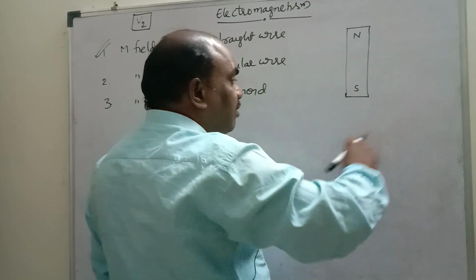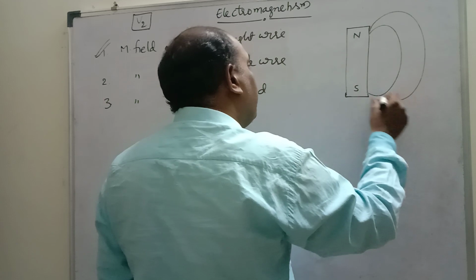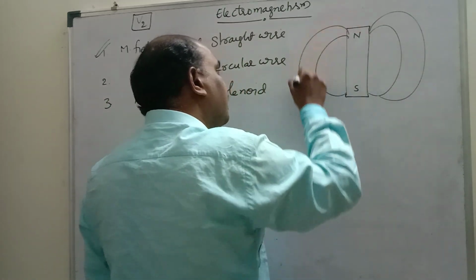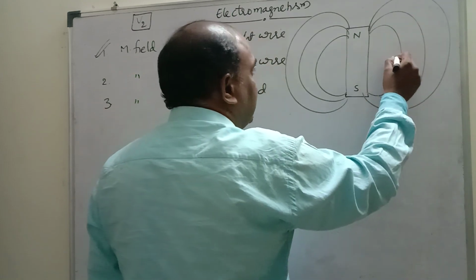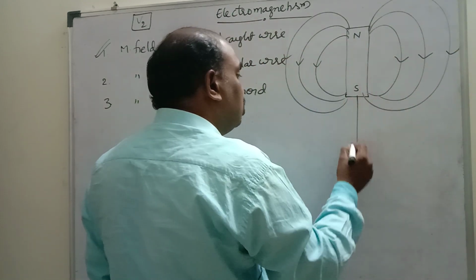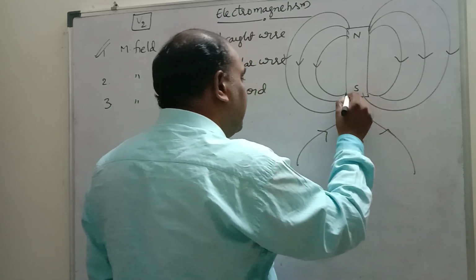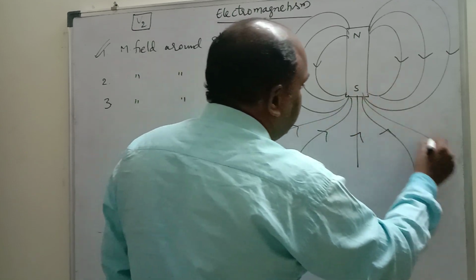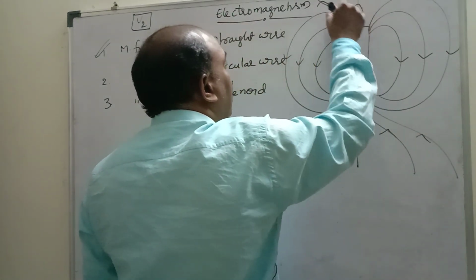If you sprinkle iron filings around this bar magnet, the alignment of magnetic lines will be like this. Magnetic lines run from north to south externally and south to north internally. These are the magnetic lines around the bar magnet.